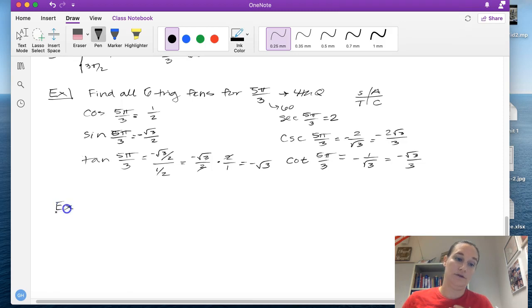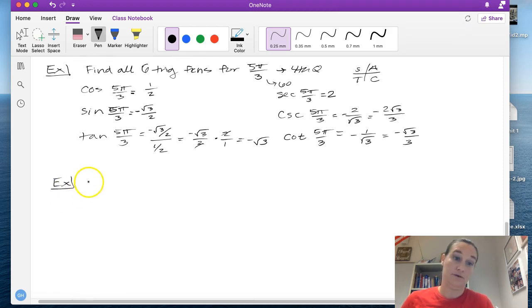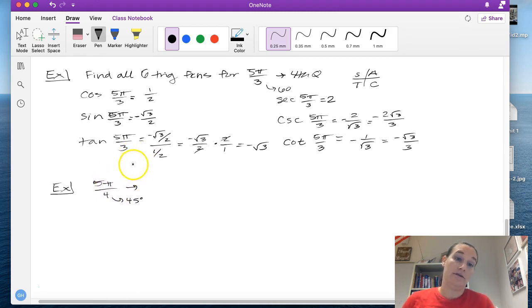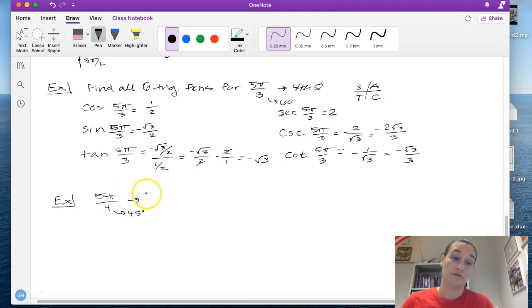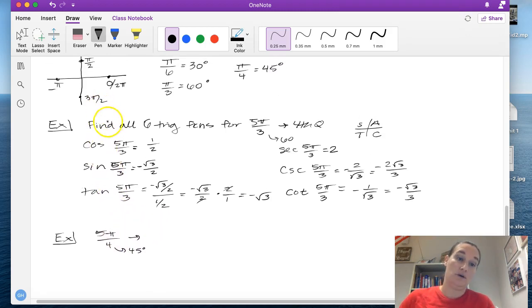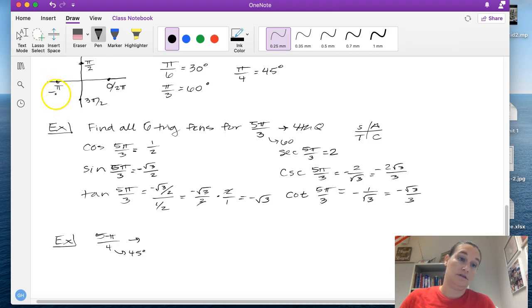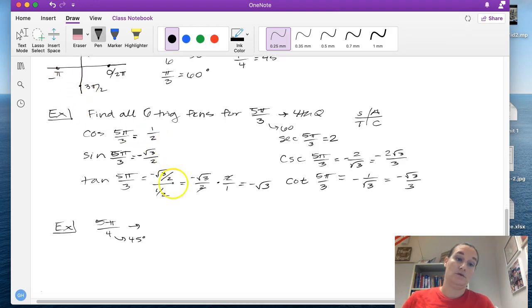All right, let's do another one. We're going to do the same thing, but with 5 pi over 4. First, I look at the denominator and say, okay, that's a 45, or a pi over 4. So I know sine and cosine are going to be square root of 2 over 2. I already know that because it's a denominator of 4. Then I think about what quadrant it's in. 5/4 is a little bigger than 1, and 1 is 4/4, so 5/4 is going to put us in the third quadrant.